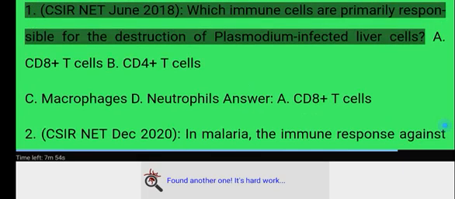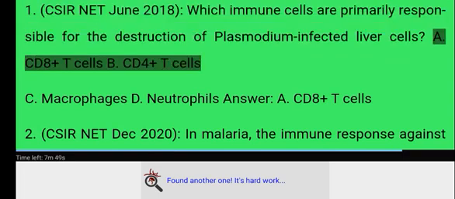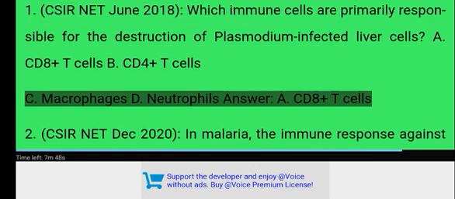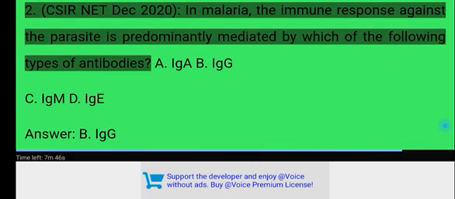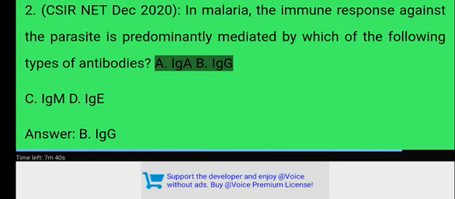CSIR-NET previous year questions. 1. CSIR-NET June 2018, which immune cells are primarily responsible for the destruction of Plasmodium-infected liver cells? A, CD8 plus T cells. B, CD4 plus T cells. C, macrophages. D, neutrophils. Answer: A, CD8 plus T cells. 2. CSIR-NET Dec 2020, in malaria, the immune response against the parasite is predominantly mediated by which of the following types of antibodies? A, IgA. B, IgG. C, IgM. D, IgE. Answer: B, IgG.